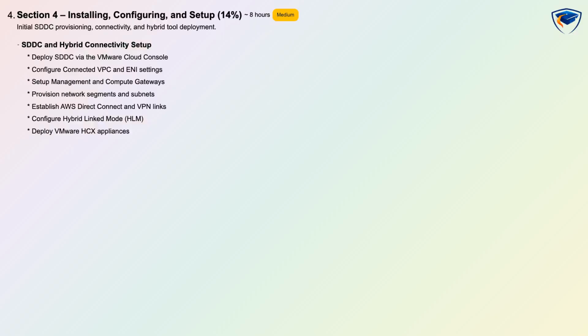Section 4 Installing, Configuring, and Setup represents 14%, is medium difficulty, and suggests about 8 hours of study with conceptual and scenario-based assessment. You will learn initial SDDC provisioning and hybrid connectivity by deploying an SDDC via the VMware Cloud console, configuring connected VPC and ENI settings, setting up management and compute gateways, provisioning network segments and subnets, and establishing AWS Direct Connect and VPN links.